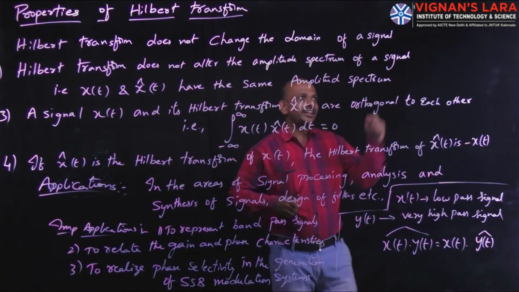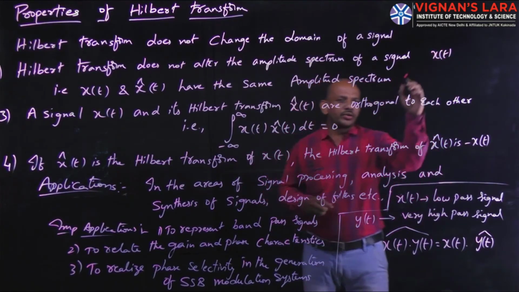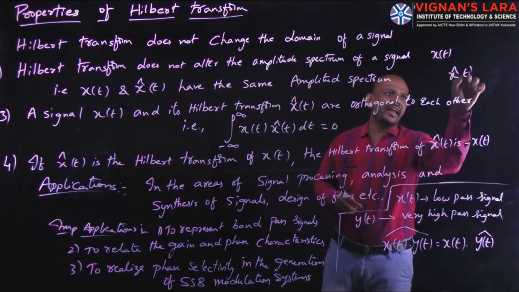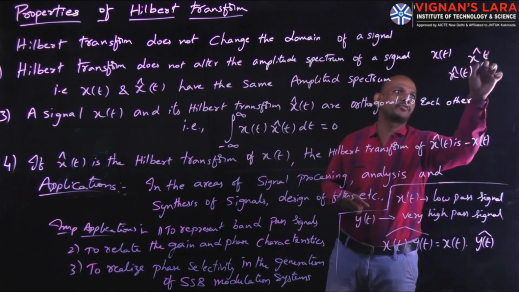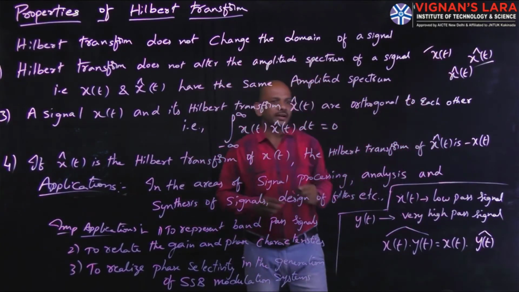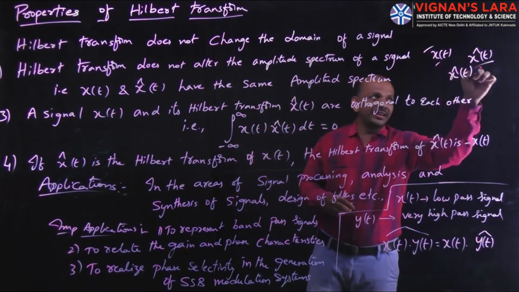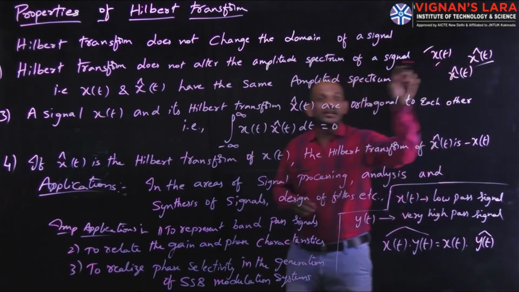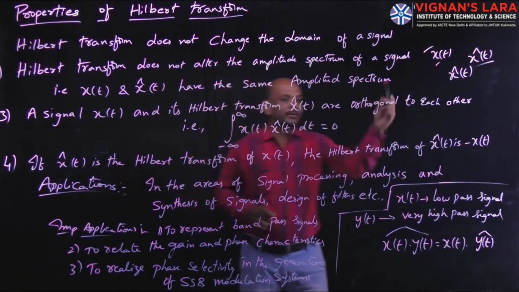Consider a signal x of t, and you converted it using the Hilbert transform, and that signal is x cap of t. So this x cap of t is the Hilbert transformed signal of x of t. Here x of t is in time domain, and the Hilbert transformed signal of x of t, that is x cap of t, will also be in time domain. There is no change of domain in the Hilbert transform. That is our first property.